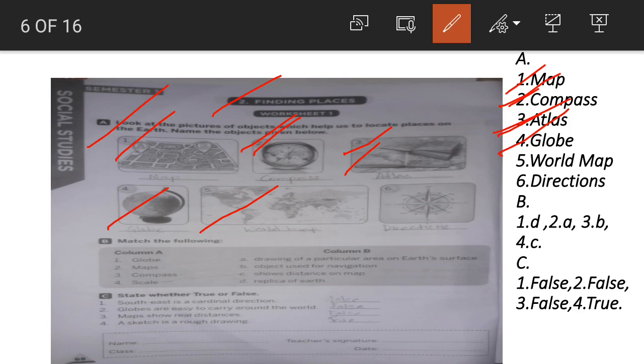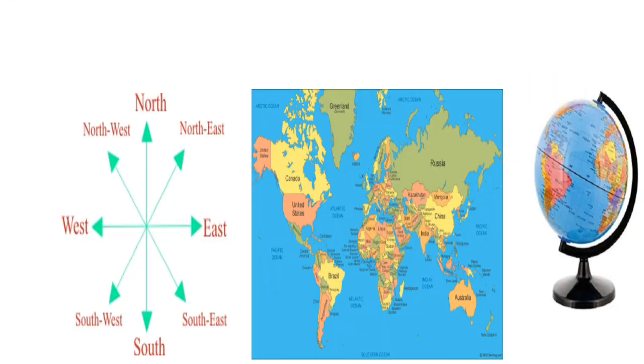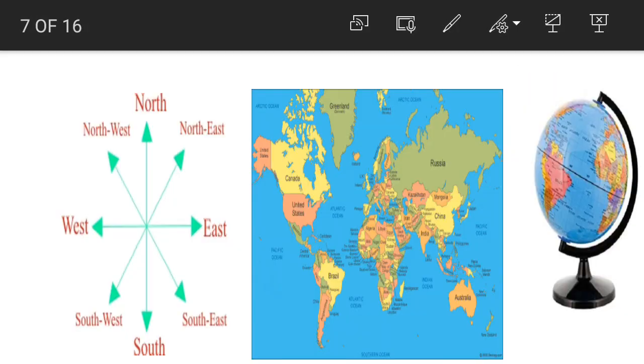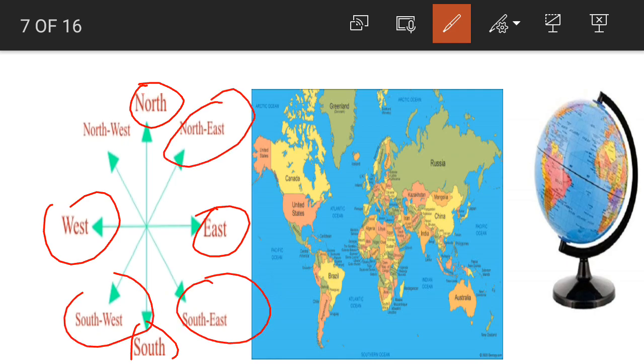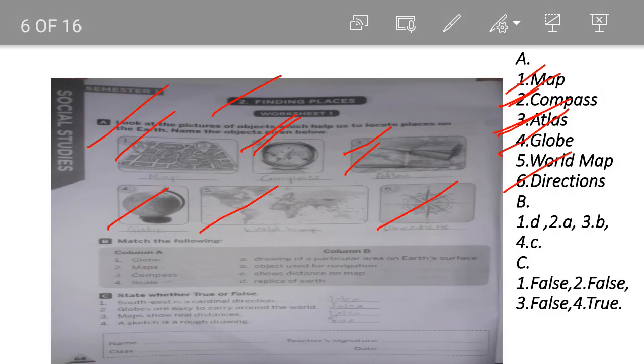And question number 6, these are the directions, cardinal and intermediate directions. So these are the directions. North, east, south, west, cardinal directions. And intermediate directions, northeast, southeast, southwest, northwest.